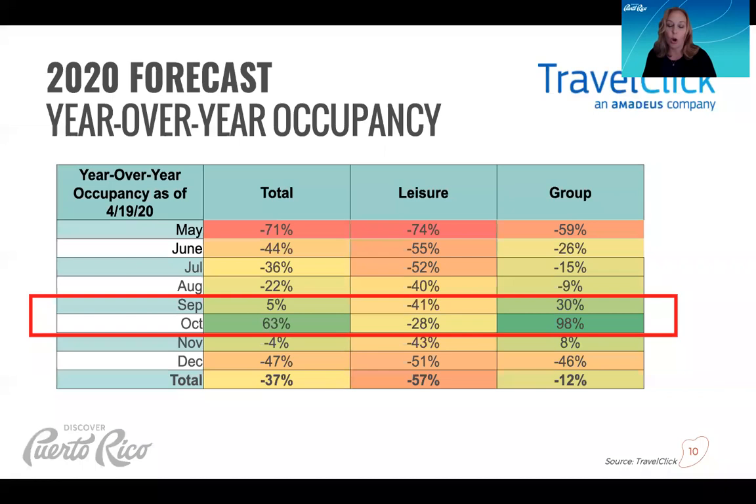This table shows us year-over-year occupancy changes as of April 19th. So the comparison is for future hotel bookings as of that date, this year versus a year ago. You'll see we break out not only the overall change, but also how the leisure and group market is impacted. September and October have seen some gains. You'll see much of that is in the group market. Not only is this attributable to bookings from the Discover Puerto Rico sales effort in 2019, but also in groups scheduled to have been on the island in March and April, moving to those months. Of course, September and October typically have the lowest occupancy on the island, given its hurricane season.